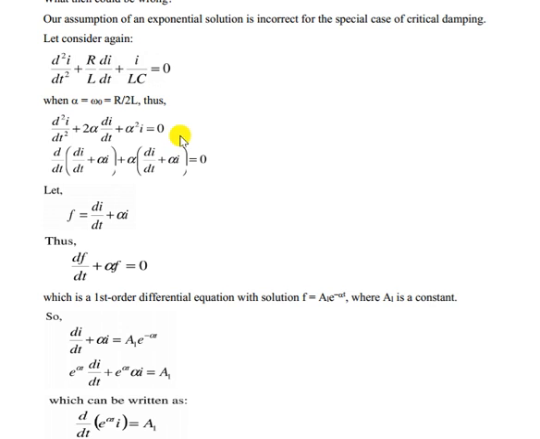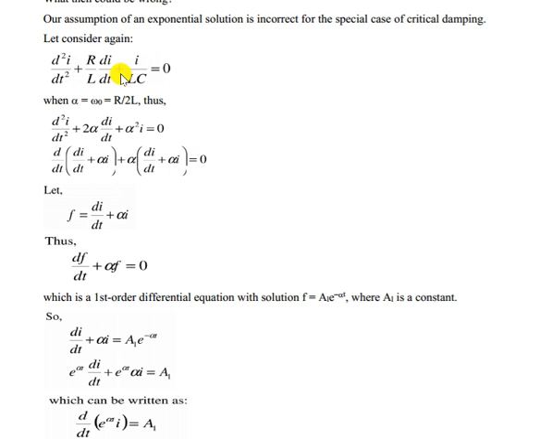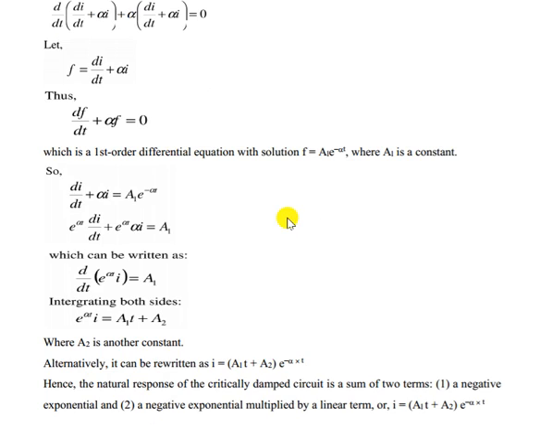So you can take alpha square. Now we can take some common factor. So here we have 2 alpha i, so we get one alpha i and one other alpha di from here. So we have 2 alpha di dt, d2i dt square, and alpha square i. We can take f equal to this term, di dt plus alpha i. So the equation is df by dt plus alpha f. Now this is a first order differential equation, so from a second order differential equation, we retrieve a first order differential equation.